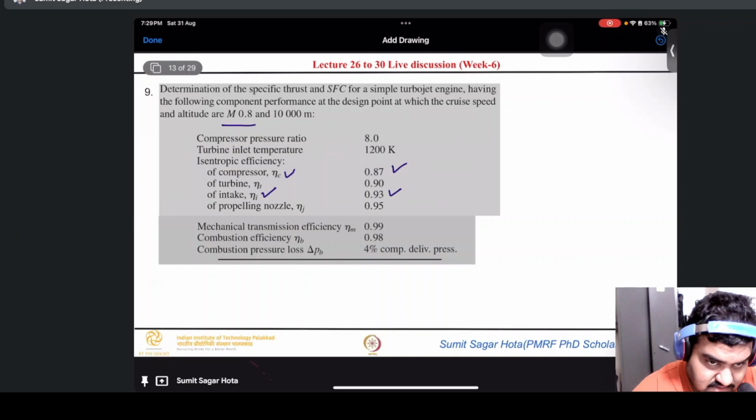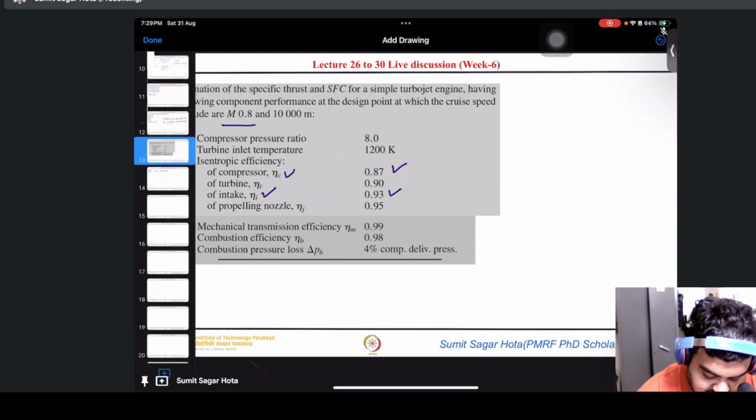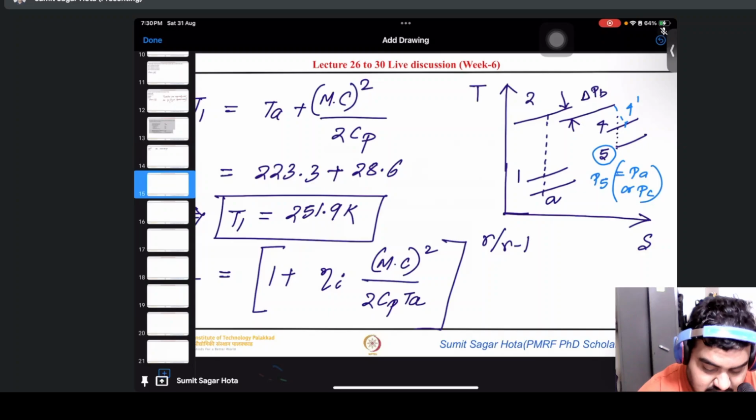You see, the turbine inlet temperature is given as 1200 Kelvin. And where is the turbine? Turbine is always from 3 to 4. Actually I forgot to mention here, it's 3. This one is 3, this is 2, this is your 1, this is your A. This is your 4, this is your 5. So 3 to 4 is your turbine. 5 also turbine is there.